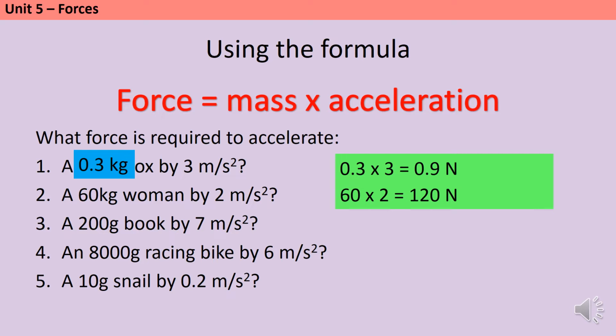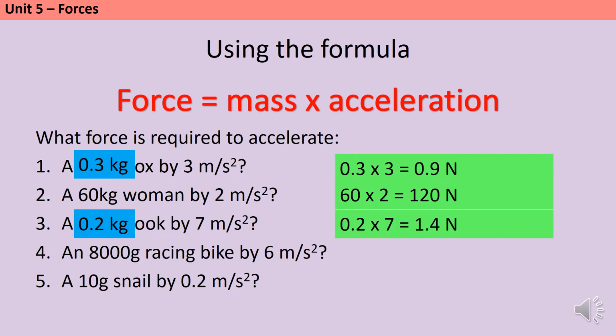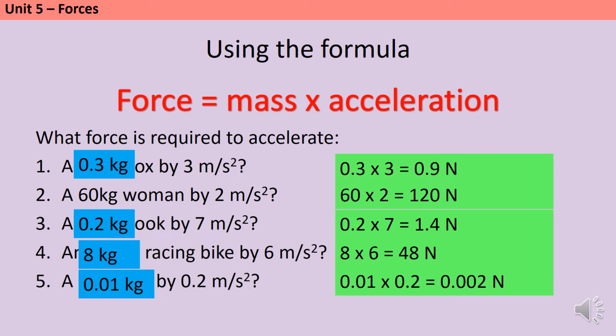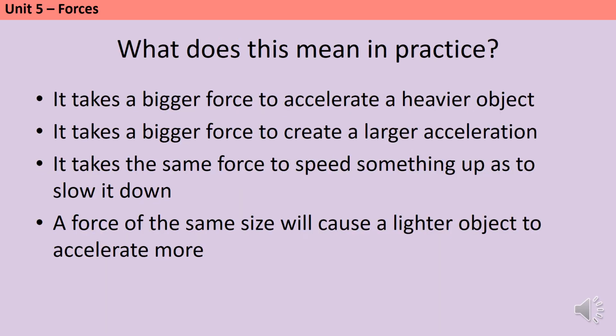But my 200 gram book does need converting, so remember 200 divided by 1,000 would be 0.2, and 0.2 multiplied by 7 is 1.4 newtons. My 8,000 gram racing bike could also be written as 8 kilograms, and 8 multiplied by 6 is 48 newtons. And finally, my 10 gram snail in kilograms weighs 0.01 kilograms, and that multiplied by 0.2 is a force of 0.002 newtons.